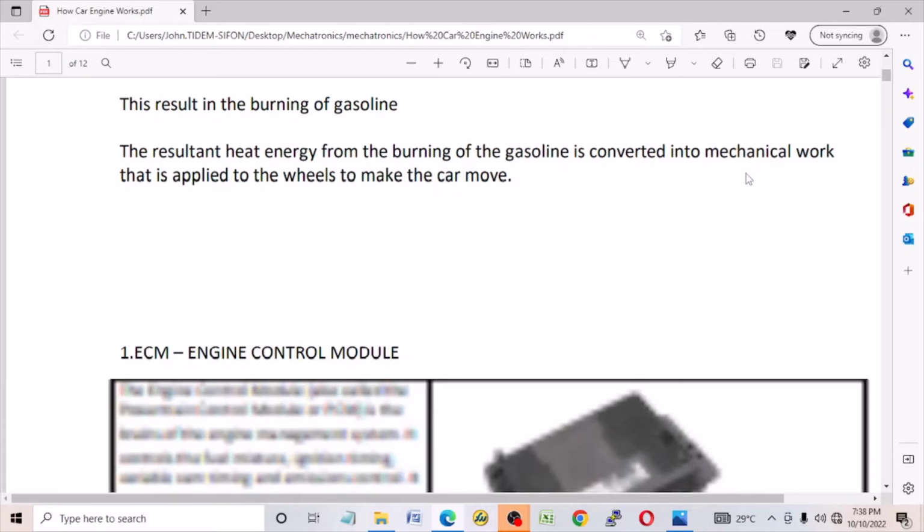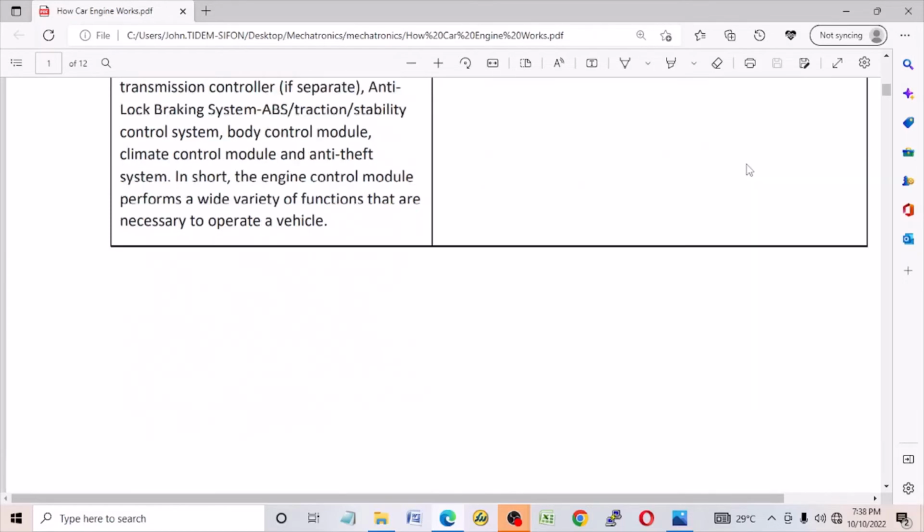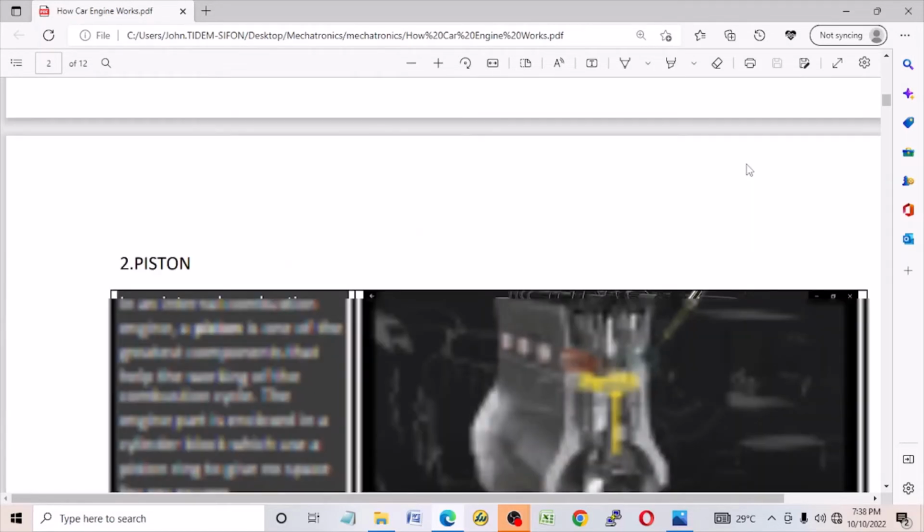So let's look at some of the parts of the car. The first one is the ECM. ECM means engine control module. The ECM, also called the powertrain control module or PCM, is the brain of the engine management system. It controls the fuel mixture, ignition timing, variable cam timing, and emission control. It constantly monitors emission performance via its onboard diagnostics. The second one is the piston.